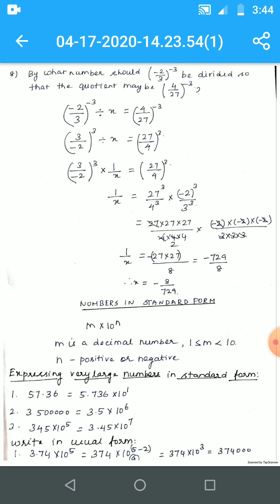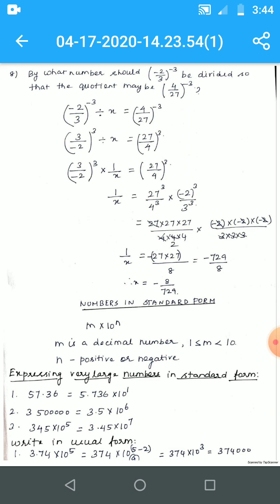Now (3/-2)^3, the division can be converted into multiplication by taking the inverse of x. x/1 becomes 1/x, that is equal to (27/4)^3. So 1/x is 27^3 divided by 4^3, divided by (3/-2)^3. The division becomes multiplication by taking the inverse, (-2)^3 by 3^3. So we can simplify by multiplying 27 three times.